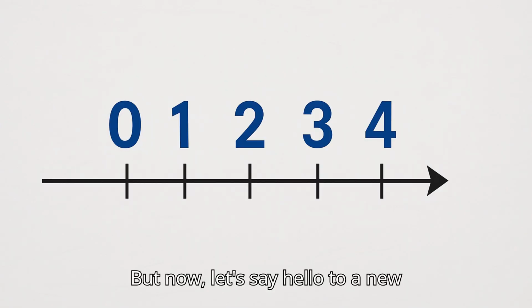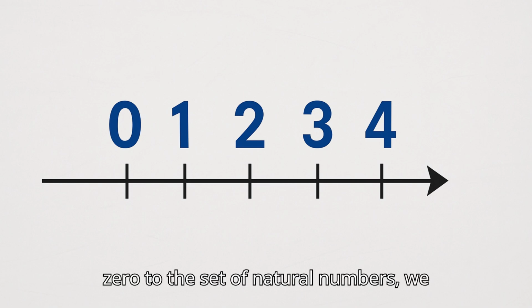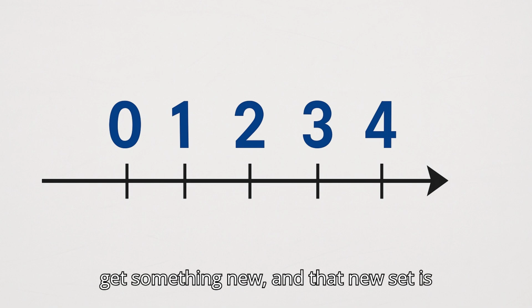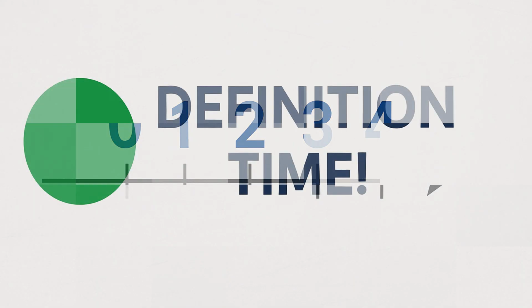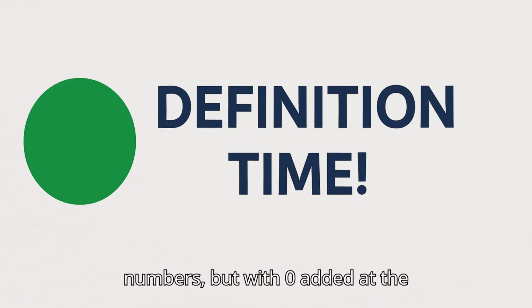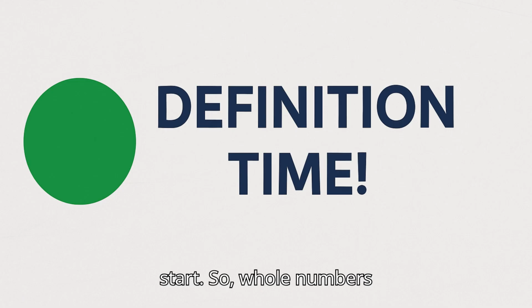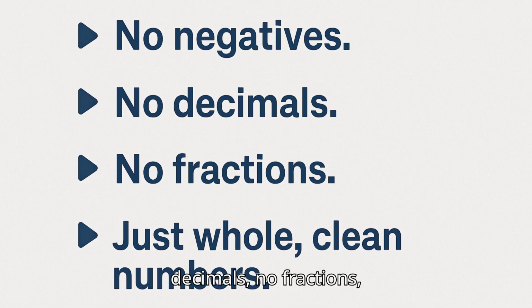But now, let's say hello to a new friend, 0. When we add 0 to the set of natural numbers, we get something new, and that new set is called whole numbers. Whole numbers are just like natural numbers, but with 0 added at the start. So, whole numbers equals 0, 1, 2, 3, 4, 5, 6, and so on. No negatives, no decimals, no fractions, just whole, clean numbers.